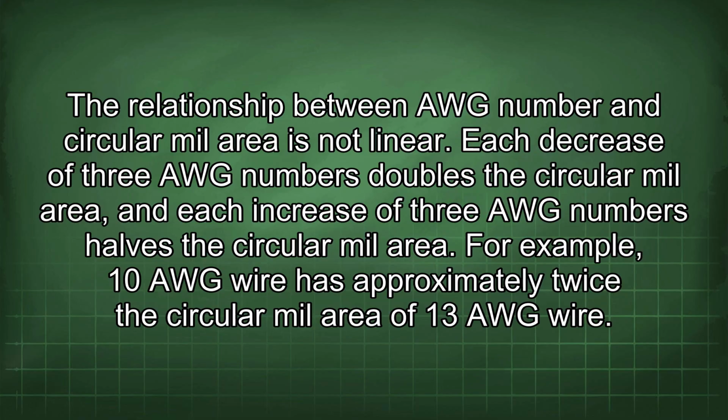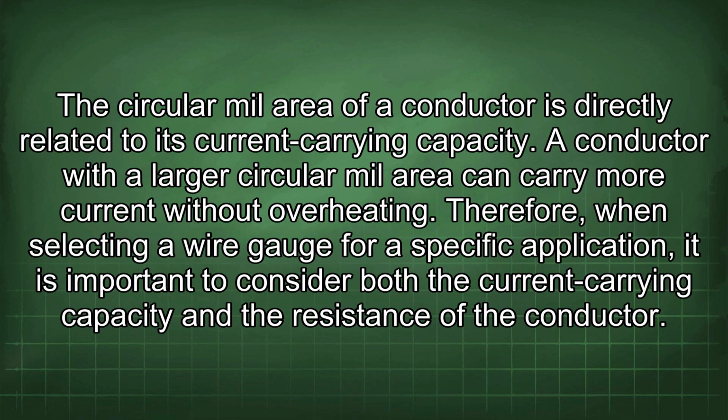Each decrease of 3 AWG numbers doubles the circular mil area, and each increase of 3 AWG numbers halves the circular mil area. For example, 10 AWG wire has approximately twice the circular mil area of 13 AWG wire. The circular mil area of a conductor is directly related to its current carrying capacity. A conductor with a larger circular mil area can carry more current without overheating. Therefore, when selecting a wire gauge for a specific application, it is important to consider both the current carrying capacity and the resistance of the conductor.